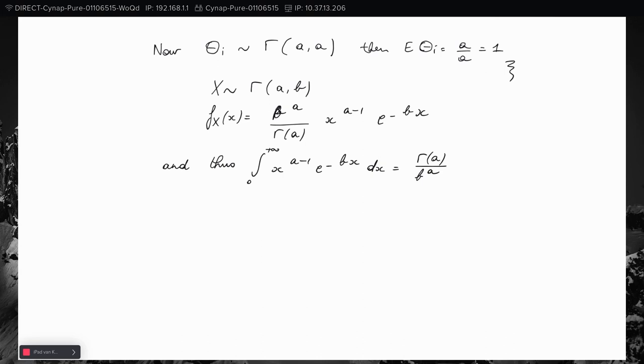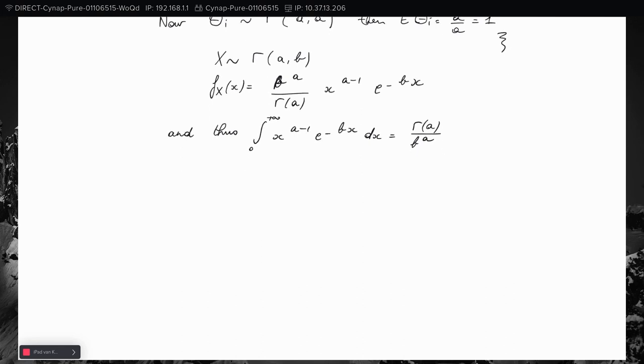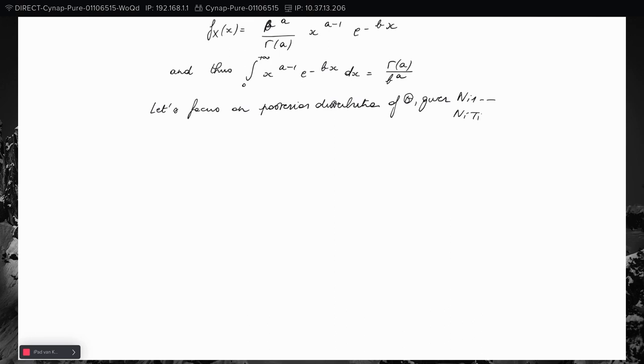Okay, so let's try to make things a bit more specific. We're going to focus first on the posterior distribution of theta, given the claim history. My hope is that by assuming this gamma, I can now get an expression that I really can recognize, some intuitive closed form expression. Of course that will not come for free. I'll need to do the work. So I'll focus on this thing.